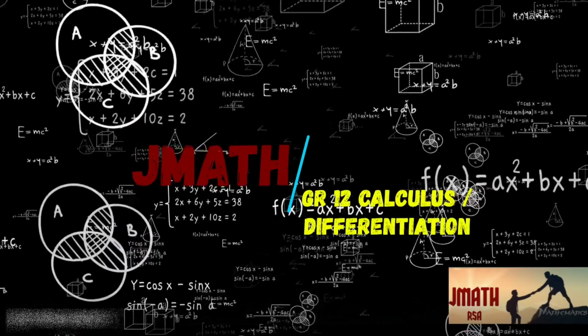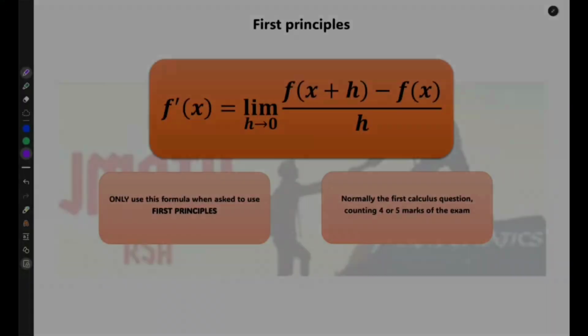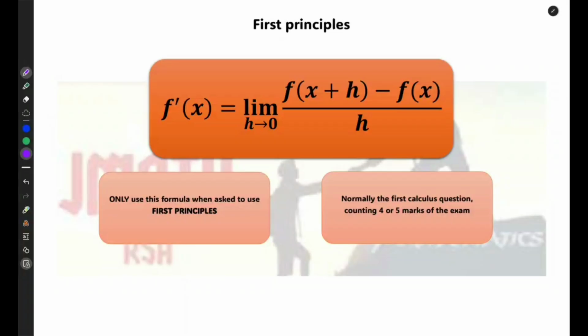Hi guys, so the first thing you will learn in calculus is called the first principles formula. Now, it's a massive formula, but it is on your formula sheet. And in every exam, you will get only one question, it's the first question of calculus, and it counts 4 or 5 marks, and that's where you use this formula.